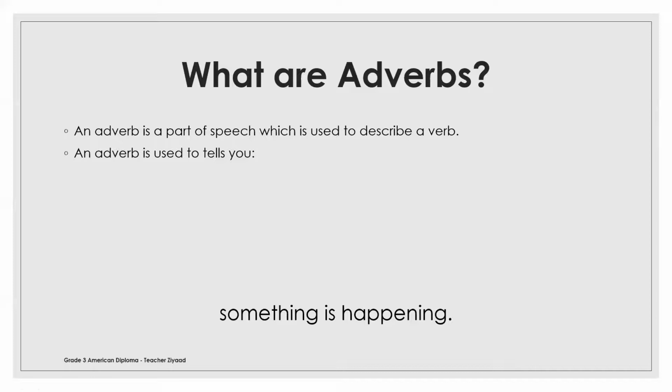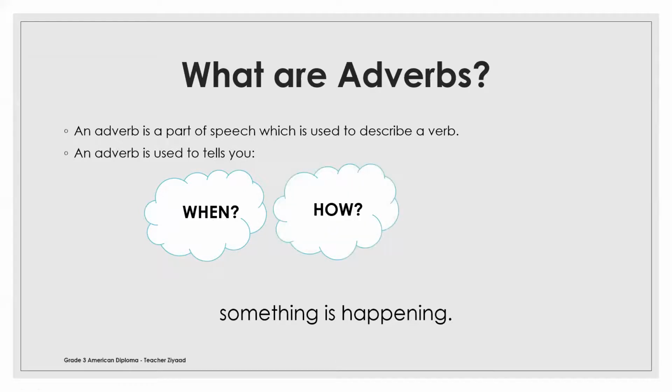So an adverb tells you the following things. It tells you when something takes place, which we call an adverb of time. It also tells you how something takes place, which is called an adverb of manner. And then lastly, for today's lesson, we'll also tell you about adverbs of place, which is where something takes place. Right? So remember that a verb is an action word. It tells you about something happening, right?